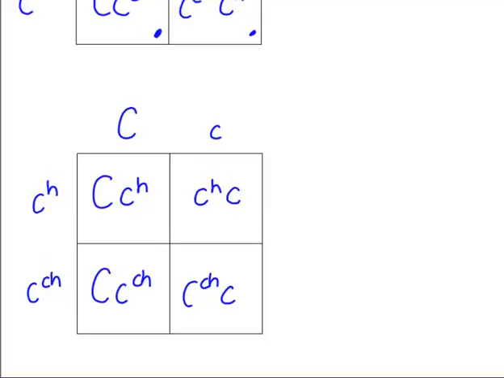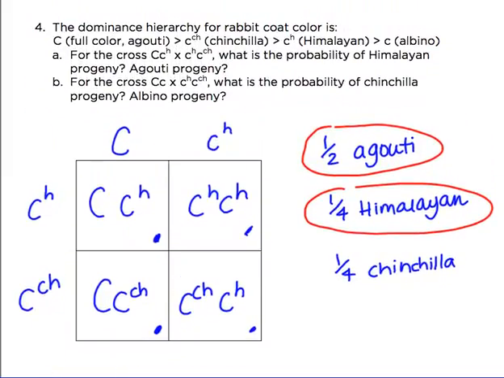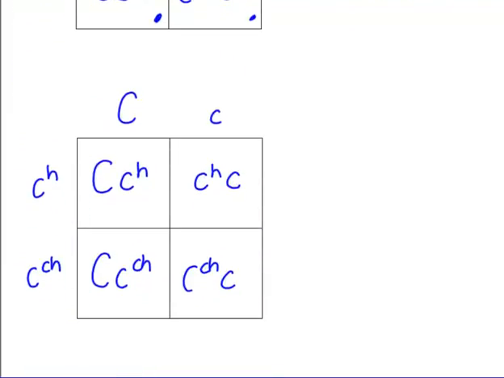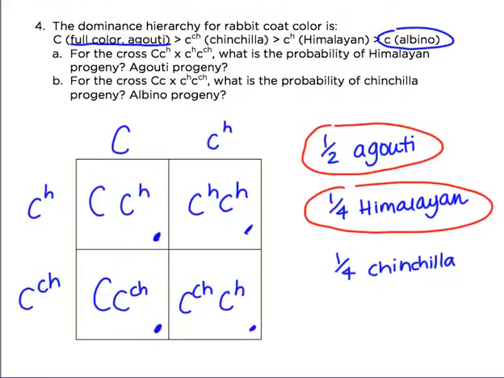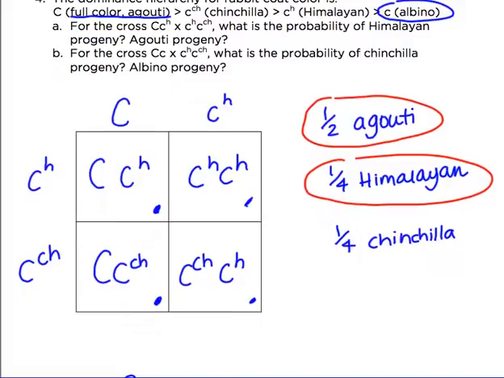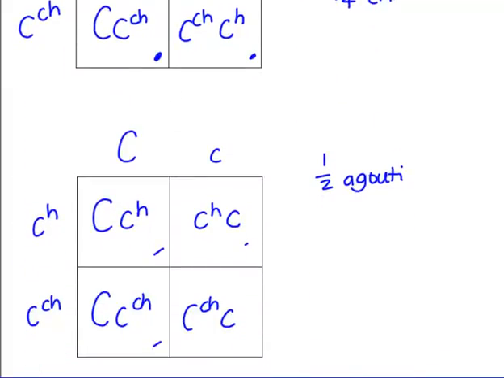Again, let's do phenotypes. Remember that big C, or full color agouti, is dominant over the other 3 alleles. So that means that these 2 individuals are agouti. So 1/2 full color agouti. Now both the Himalayan and the chinchilla are dominant over little c for albino. So that means that this individual here is definitely Himalayan, so it's 1/4 Himalayan. And this individual here is definitely chinchilla, so 1/4 chinchilla.